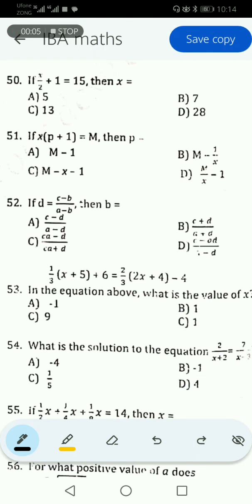So in today's lecture, we're going to cover MCQs number 51 to MCQs number 60. So let's get started with MCQ number 1.